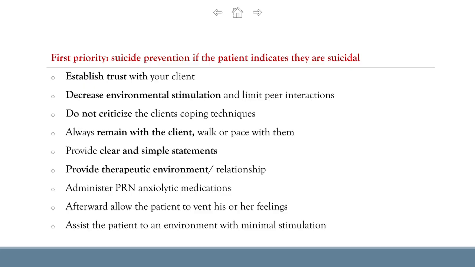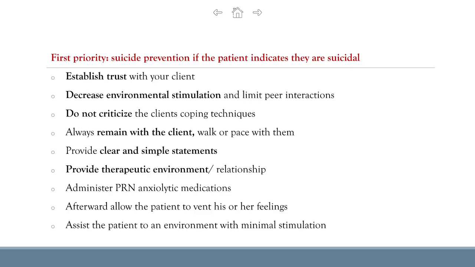Always remain with the client. You can walk or pace with them. If they feel like they cannot sit down because they are just too full of energy, do not try to make them sit in a chair or on a bed or in the corner, but walk with them. Take a walk. Let them pace back and forth and pace with them so that you can find out what their needs are and let them expel some of that energy as long as they're doing it in a safe or healthy way.